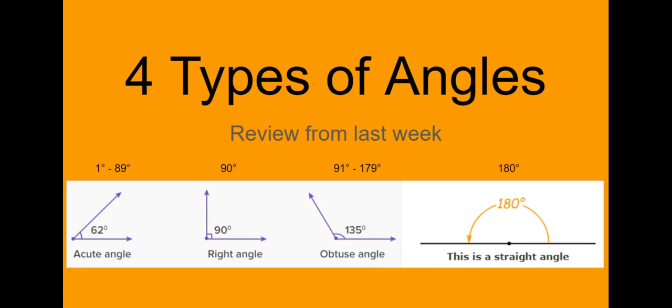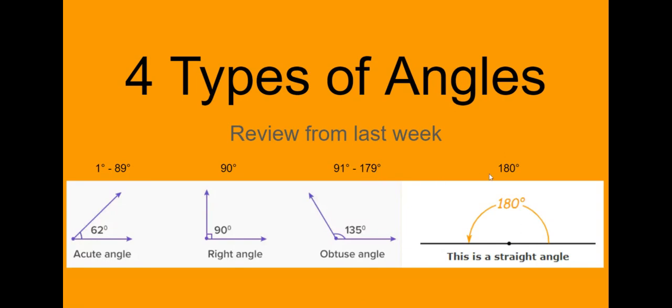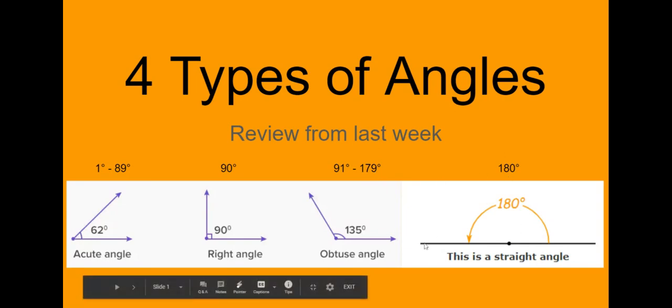So today you're going to be reviewing 4 types of angles, just like we did last week. Again, just to review, an acute angle is anything between 1 and 89 degrees. A right angle is anything that makes a perfect square inside this angle, which is 90 degrees only. An obtuse angle is anything greater than 90 degrees to 179, because once it hits 180, you have made a straight line, which, remember, a straight line is composed of 2 right angles because 90 plus 90 equals 180.